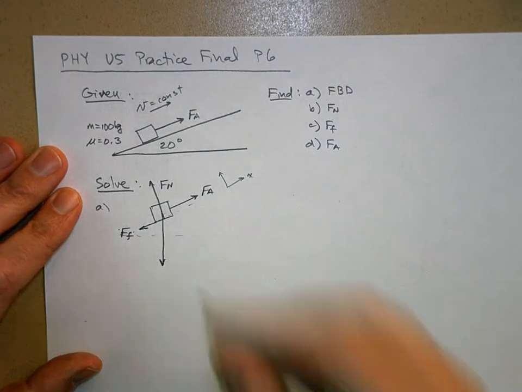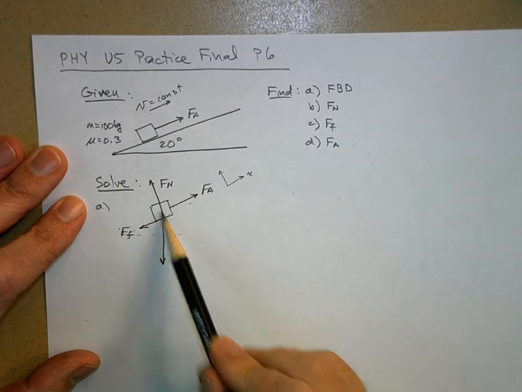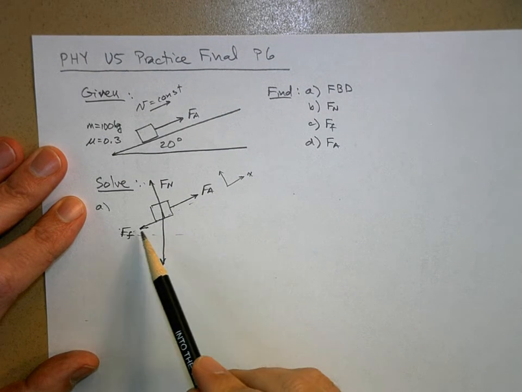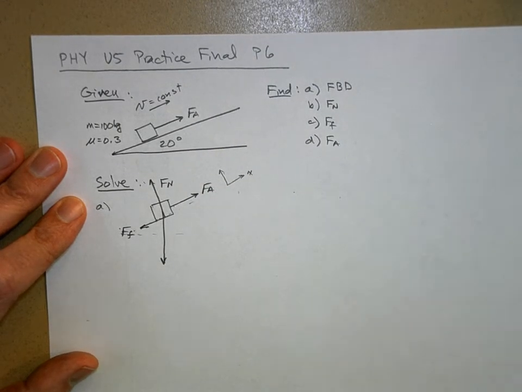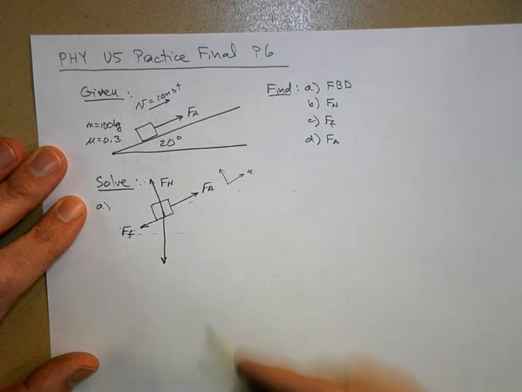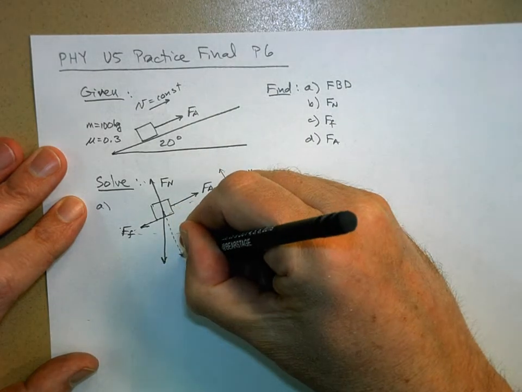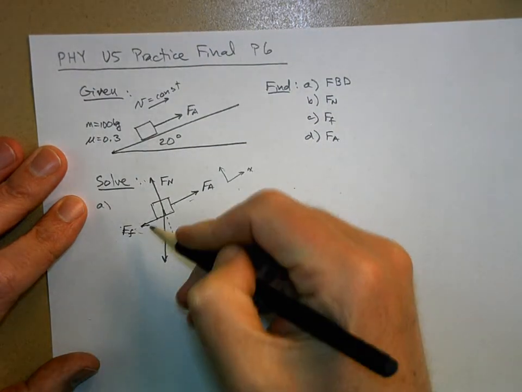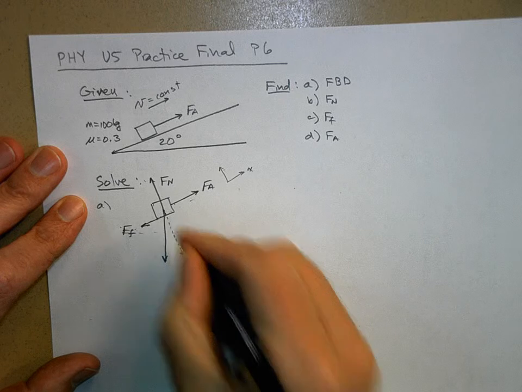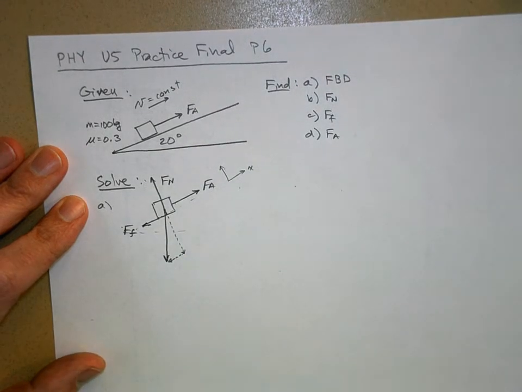Now, let's make going up the incline positive x and perpendicular to the incline positive y, like that. By doing that, the applied force, the normal force, and the friction force are all lined up with the xy axis, so I don't have to break them up into components. The only force I need to break up into components is the weight. So here's the component of the weight that's perpendicular to the incline, and it's being supported by the incline with the normal force. And here's the component of the weight that's parallel to the incline.